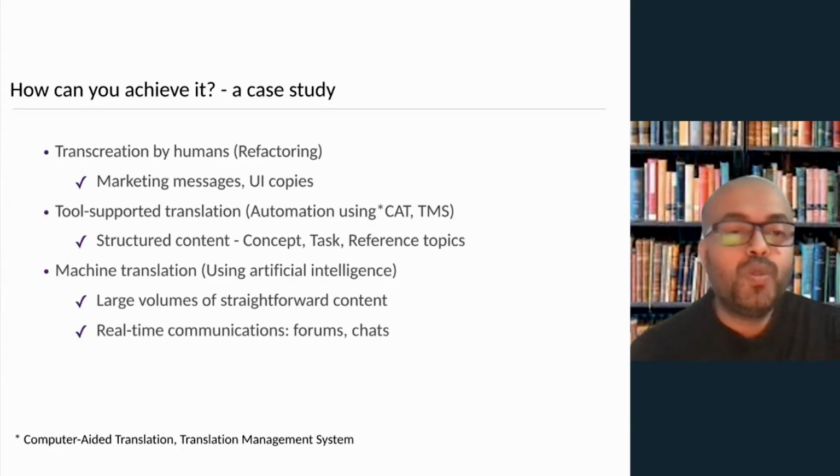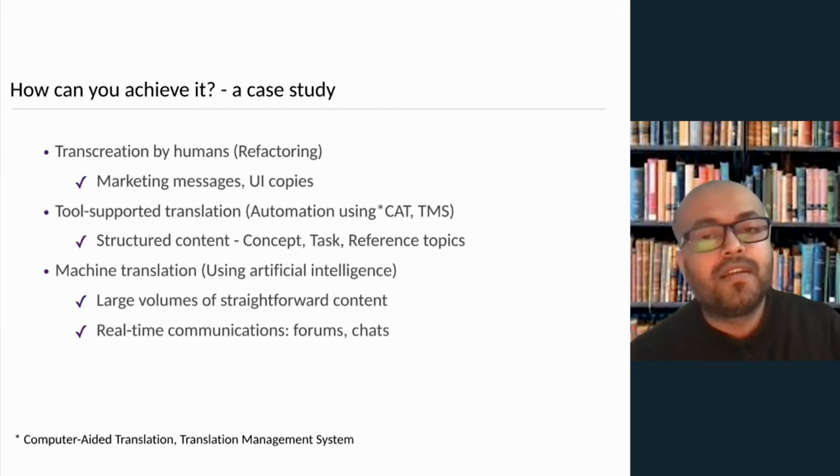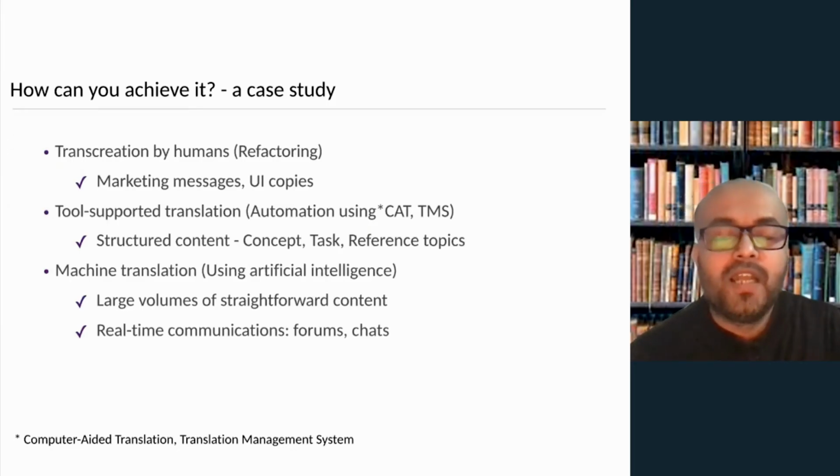Then you can also use tool supported translation. There are quite a few tools available in the market which help in computer aided translation. Then there are other software that you can use for automation. You can use this for structured content, for example, for concept, task, and reference kind of topics, for ease of translation.